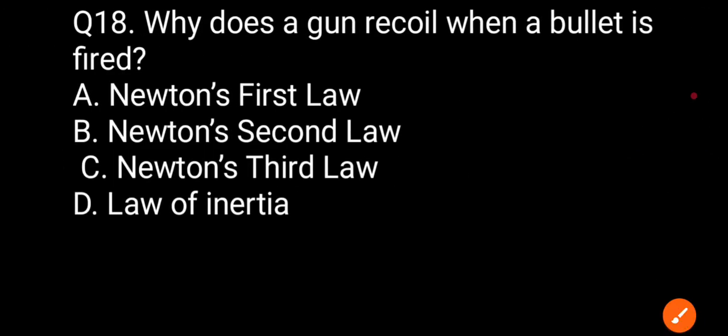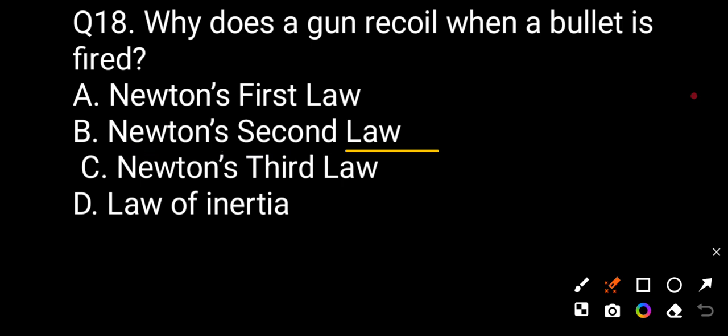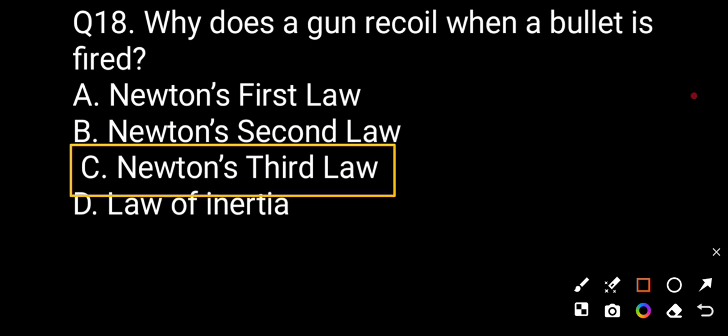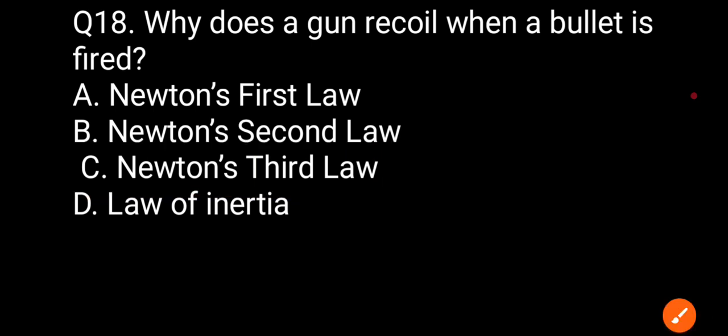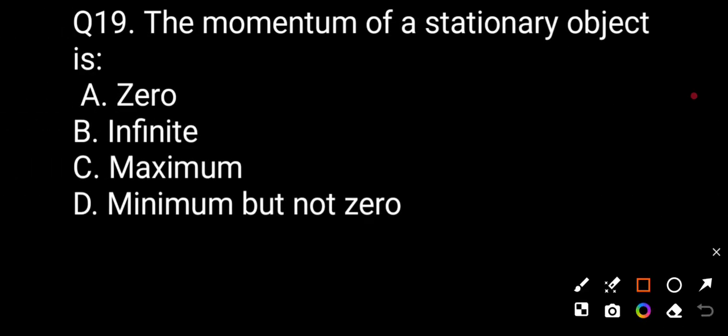Now question number 18. Why does a gun recoil when a bullet is fired? Option A, Newton's first law. Option B, Newton's second law. Option C, Newton's third law. Option D, law of inertia. The correct answer will be Newton's third law. Now question number 19. The momentum of a stationary object is: 0, infinite, maximum, minimum but non-zero. The correct answer will be 0.